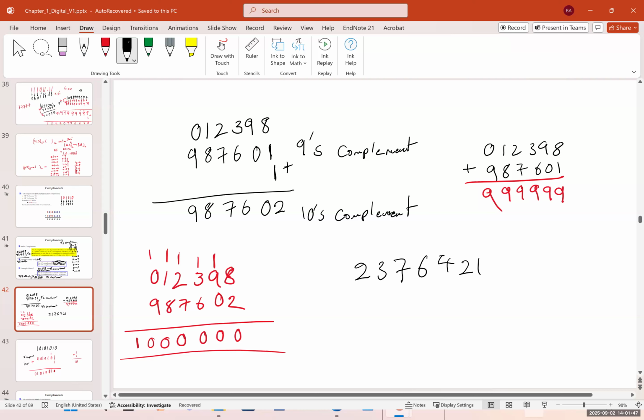So now I want to find the 10's complement for this. What is the 10's complement going to be for this? I'll give you a few minutes to think on it, and then I would solve it. I want you to find the 10's complement for this, or what they call the r's complement, the radix complement for this.